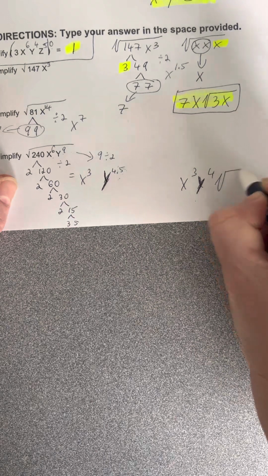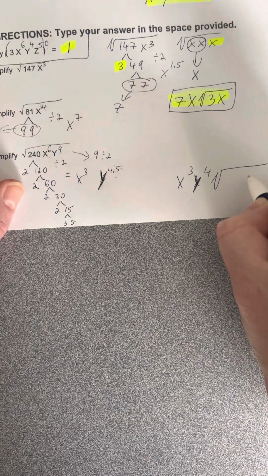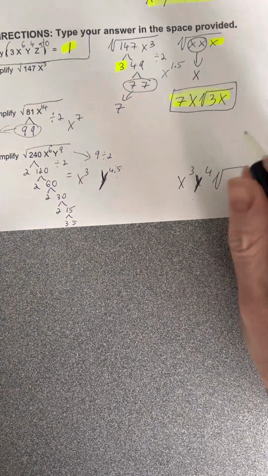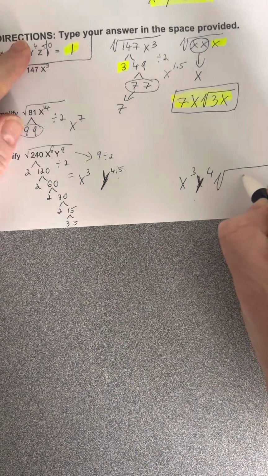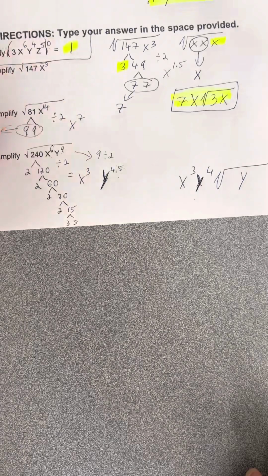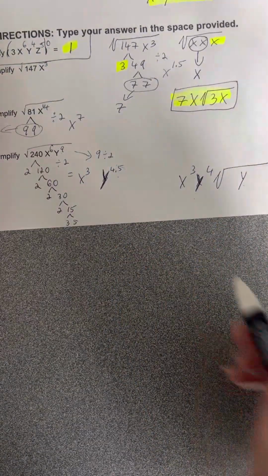So I'm going to put my square root. I'm going to leave room for the number in case there's a number left over, which, oh, yes, there is. There is a number left over. So I'll put my y right there, okay? So that 0.5 is that y. I will show you the long way too. Let me just finish up.